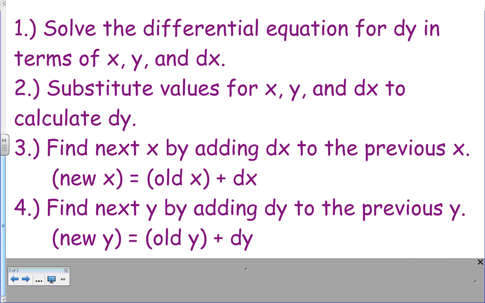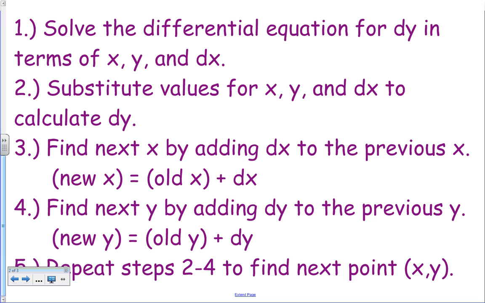The y values got a little bit more to do because we have to first calculate dy, which we did in step 2. But once I have that value, I can find the next y value by adding dy to the previous y. In other words, you find the new y value by taking the old y value and adding dy to it. And now we've got a new point, a new x and a new y. And now we can take those points and we can plot them. And we can continue this process. This is a repetitive process.